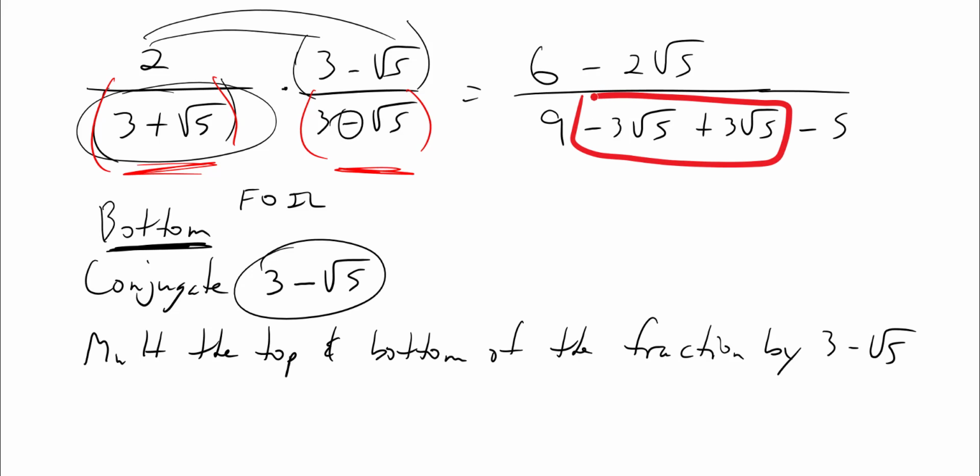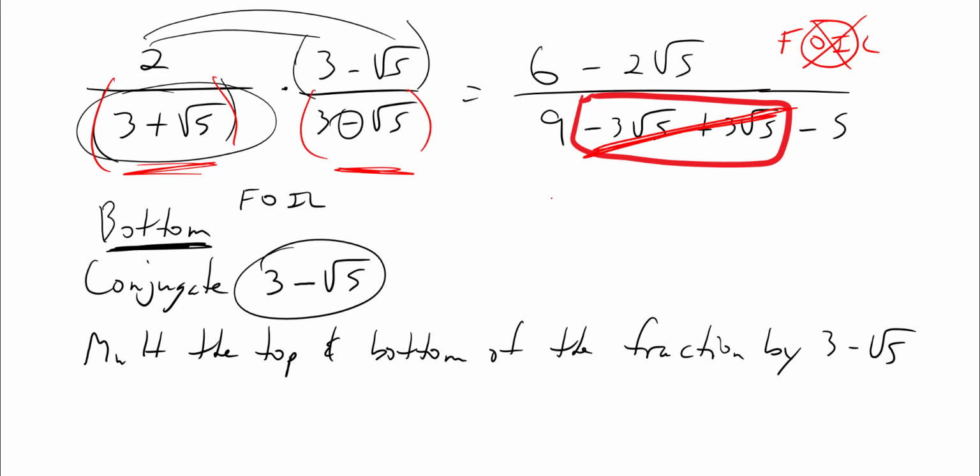So if you notice this, math fans, these middle terms will always cancel out if you are multiplying correctly. Okay, so we're using FOIL, so the middle terms will always cancel out. Always, always, always. And you're left with just FL, or Florida. I like to refer to it as Florida. So these cancel. Negative 3 root 5 plus 3 root 5 is out of here. And I have 9 minus 5.